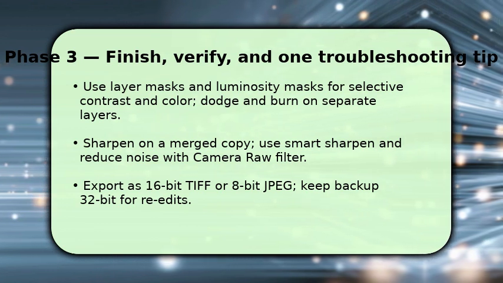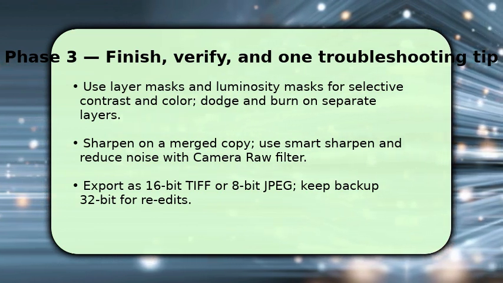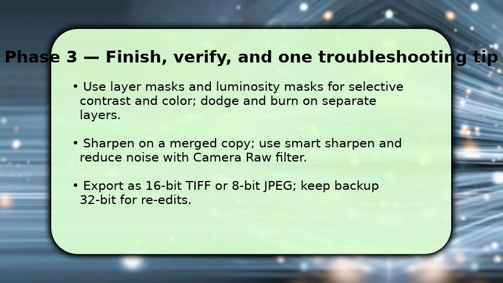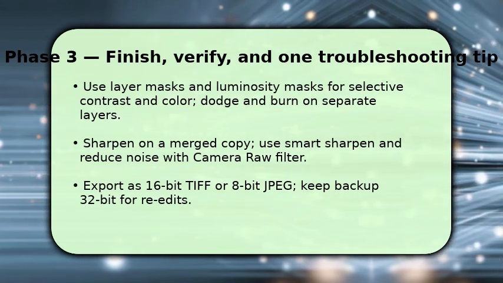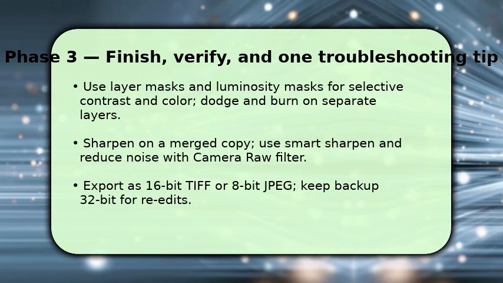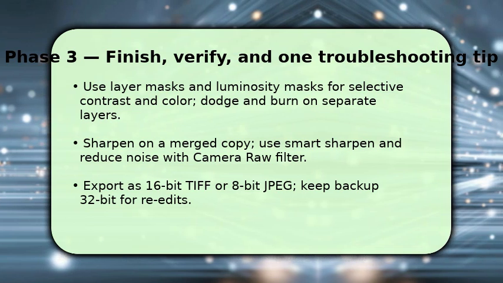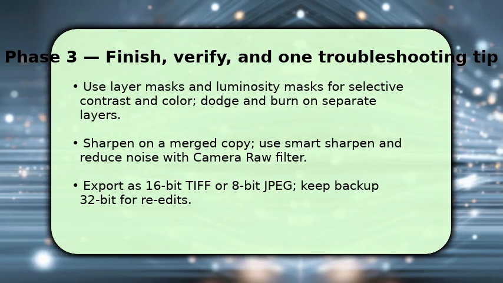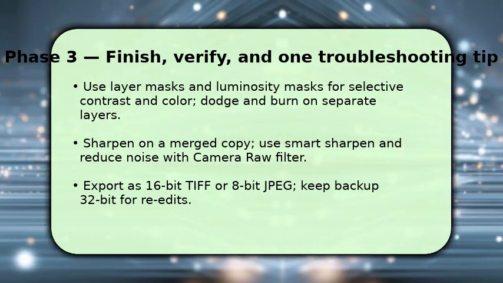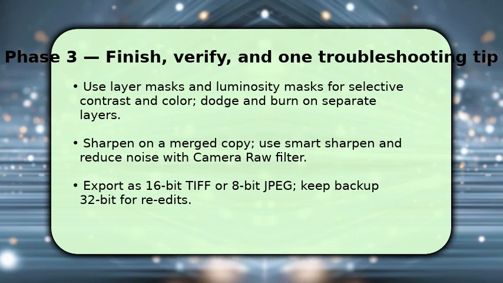Merge a copy for sharpening, apply Smart Sharpen lightly, and run Camera Raw Filter for noise reduction. Export final outputs as 16-bit TIFF for prints or 8-bit JPEG for web. Troubleshooting tip: if halos or banding appear, reduce global clarity or re-edit from the 32-bit source to preserve smooth gradients.